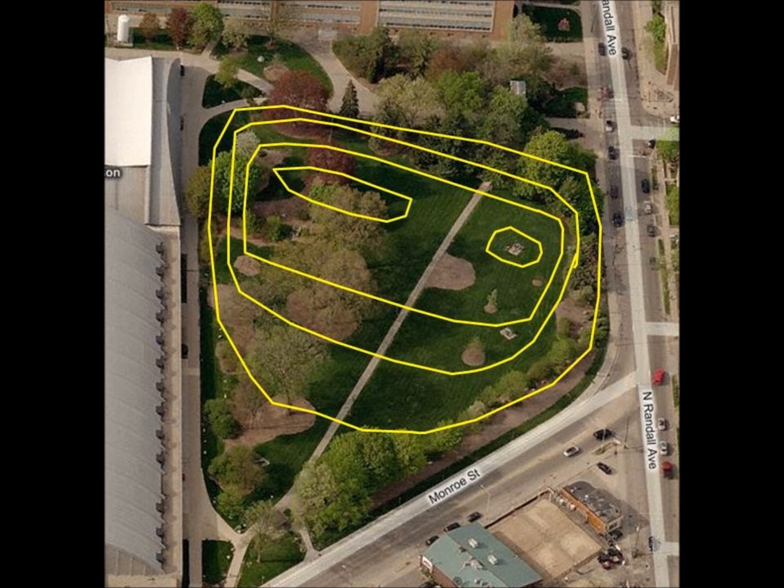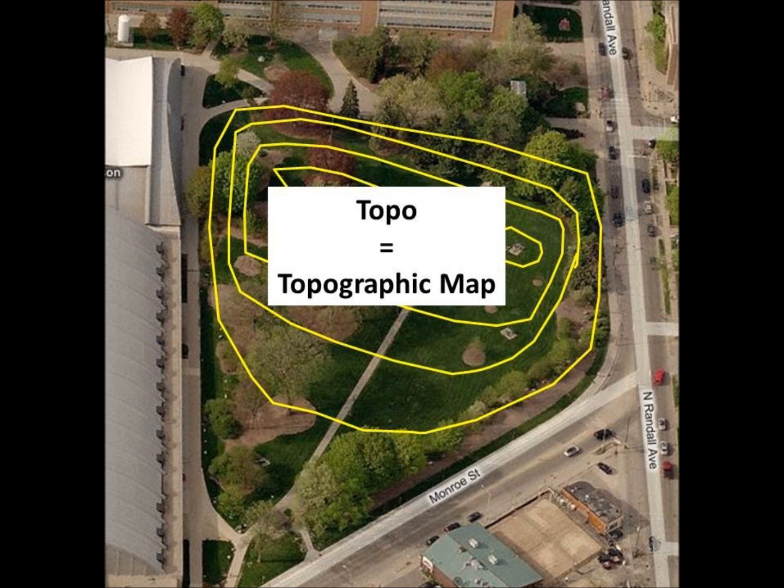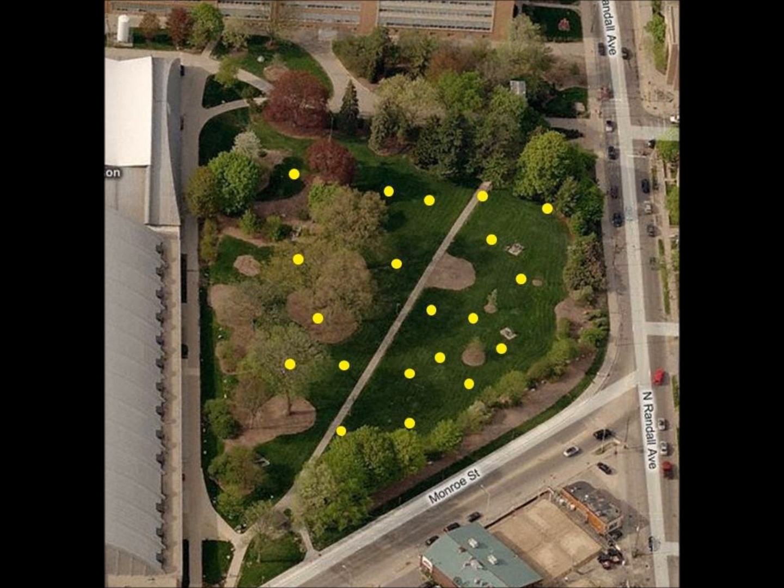We'll be doing a topo of the hill behind Engineering Hall. A topo is short for topographic map. We'll be collecting coordinate and elevation data with total stations and using the data to create a contour map.